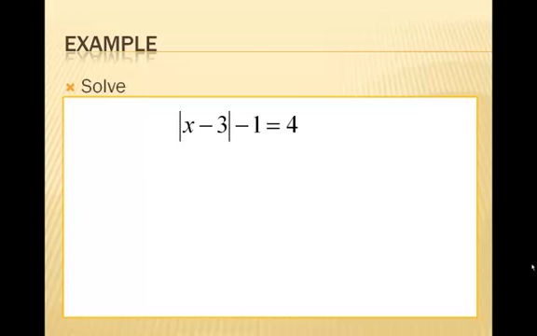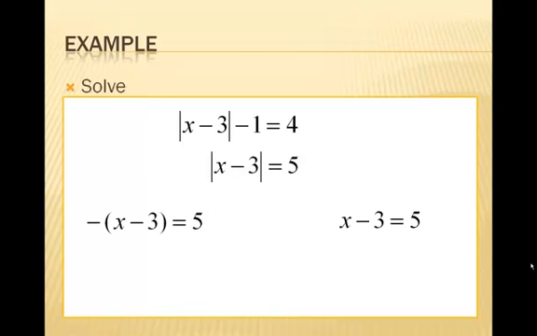So let's start off with a nice example to see this in action. Here I have the absolute value of x minus 3, minus 1, is equal to 4. So what I'm going to do is first try to isolate the absolute value. I'm going to do this by adding 1 to both sides. That'll make sure that the absolute value is the only thing on one side of the equation. Now once I have this, I split it into two different problems. I'm going to split it into the negative quantity x minus 3 equals 5, and x minus 3 equals 5. So notice how the part inside the absolute value, in my first problem, I'm going to give it a negative sign, and on the second one, I'm not.